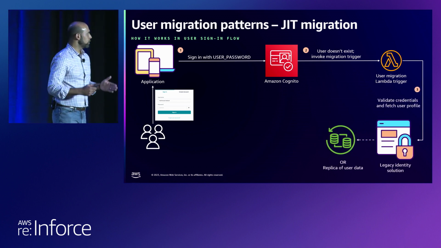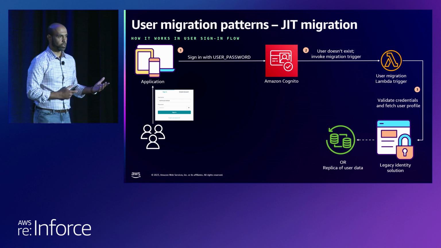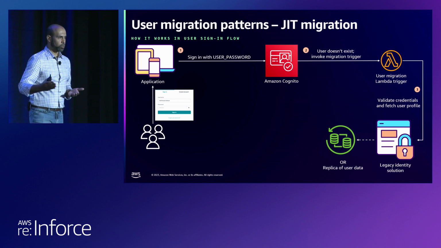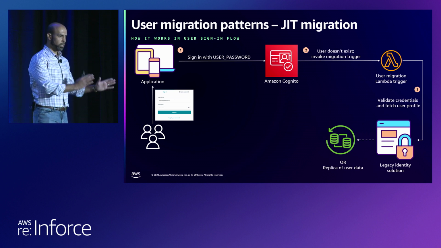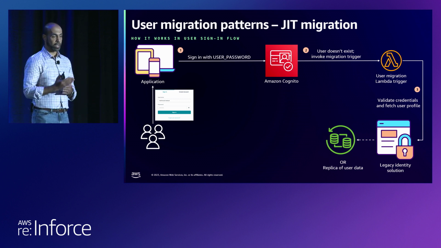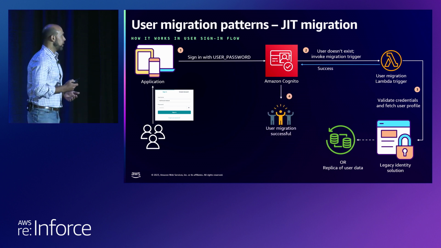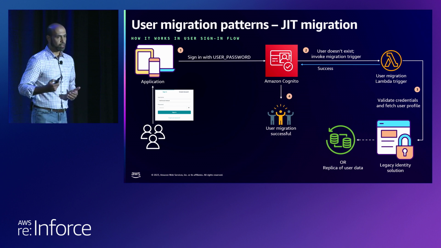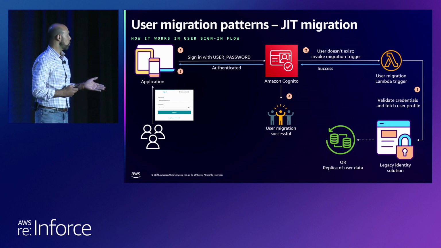From this Lambda function, you can take these credentials and check them against your existing identity solution that you are migrating from, or a replica of this identity solution. So if you want to decommission your identity solution, or you just want to move from a SaaS product or something like this, you can take a data dump, park this in temporary storage like a DynamoDB table, and then you can run this verification against the DynamoDB table until you are done with the just-in-time migration. If this validation succeeds and the credentials are valid, the Lambda trigger also retrieves the user profile and returns a success, which will create the user profile in Amazon Cognito and return tokens to the front end.